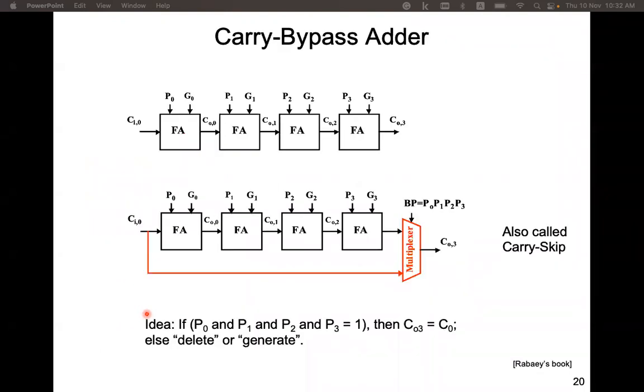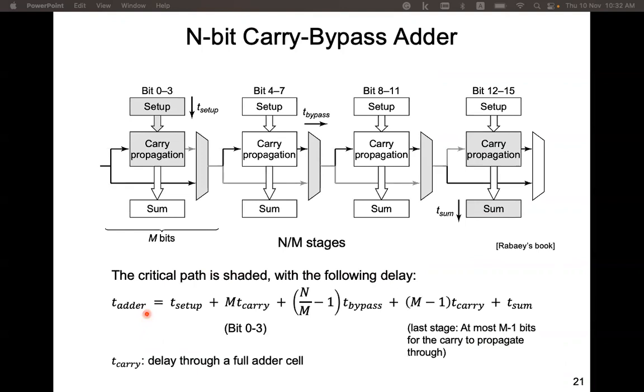And then we learned the first type of fast adder, called the carry bypass adder, also known as the carry skip adder. Basically, we divide a long adder into stages. Each stage contains certain bits.